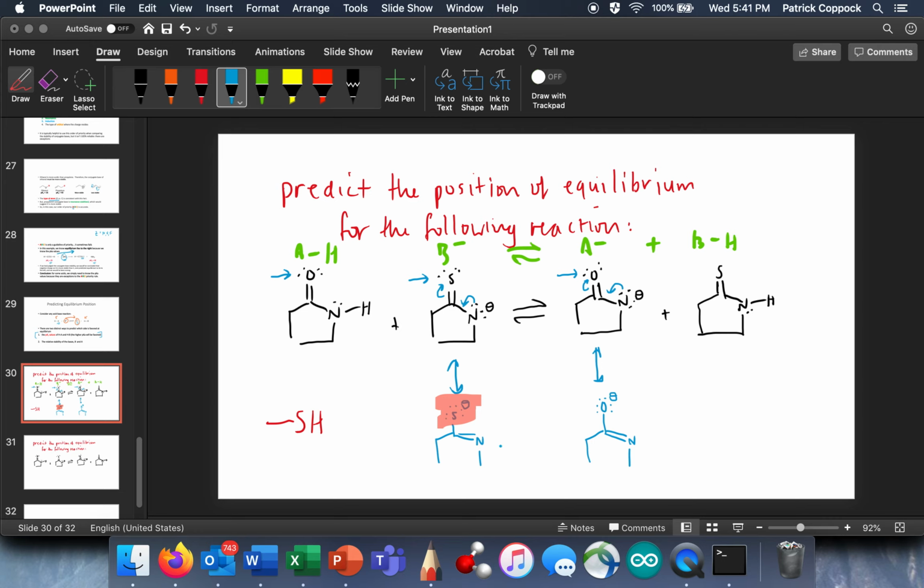I realize I haven't drawn all the details here, but let's keep it like that, because this is what I'm looking for. Now I'm comparing that, and that appears to be the conjugate base of an alcohol. So I know the pKa of an alcohol, it's about 18. And the pKa of SH is higher. I forget how much higher, but I'm going to look it up.